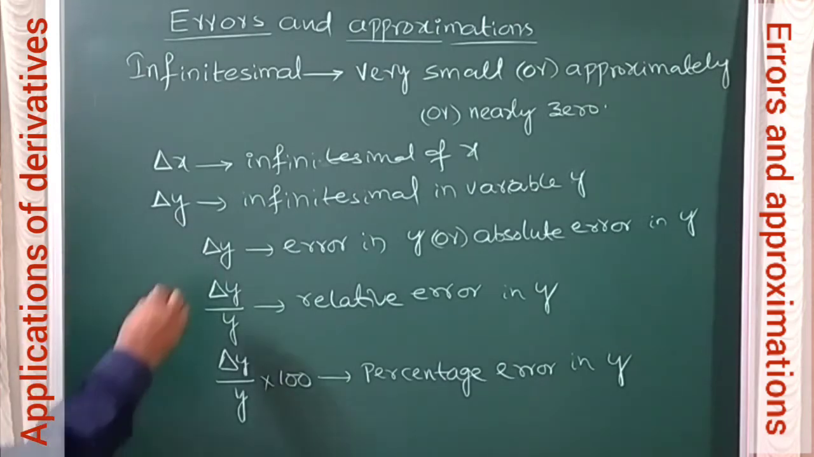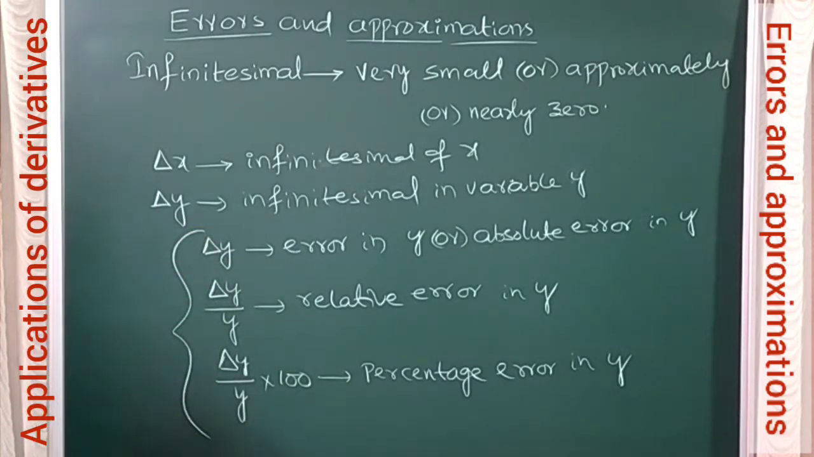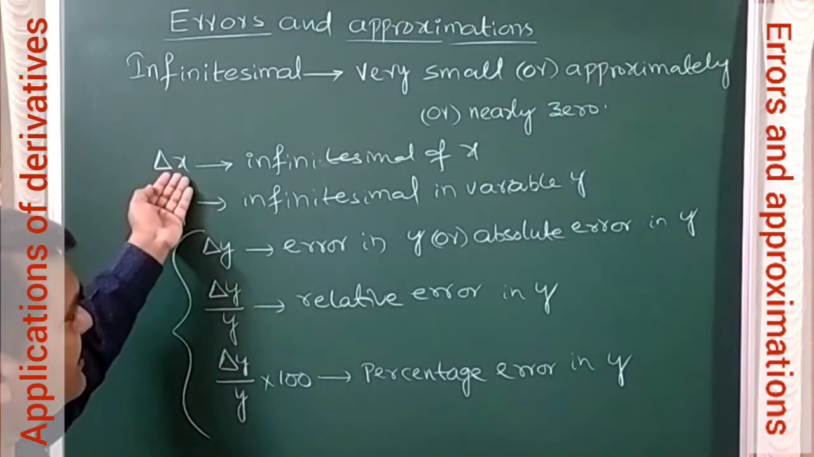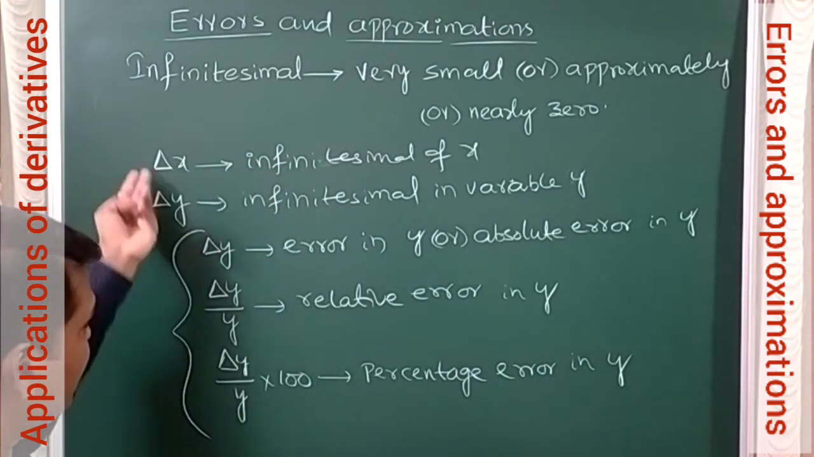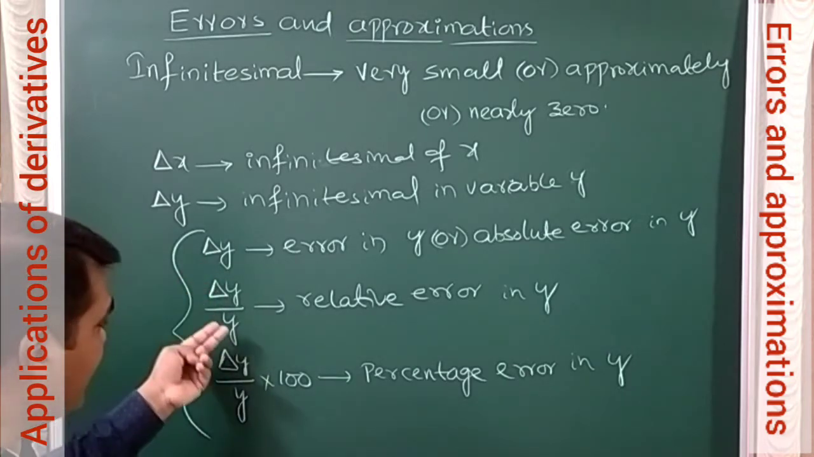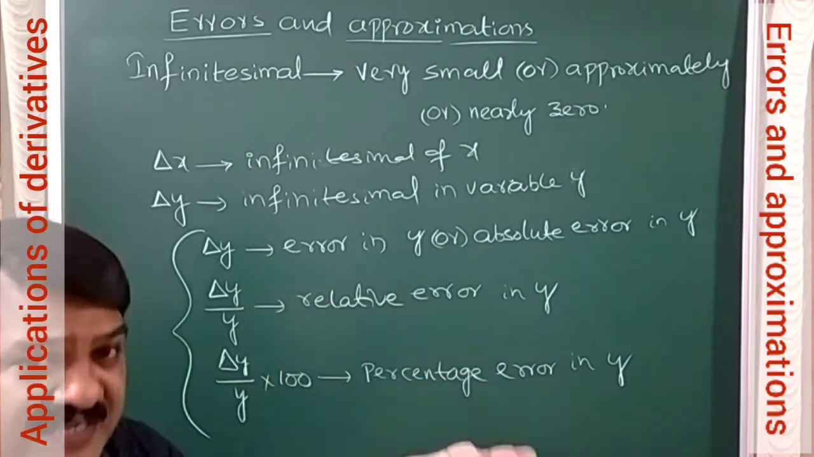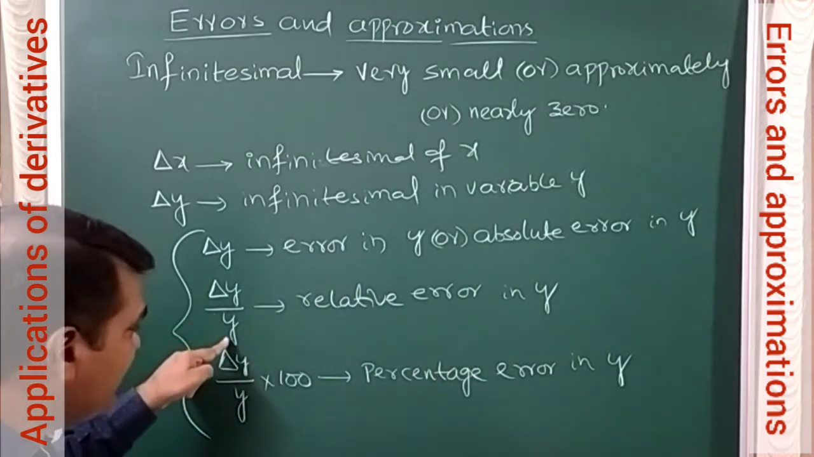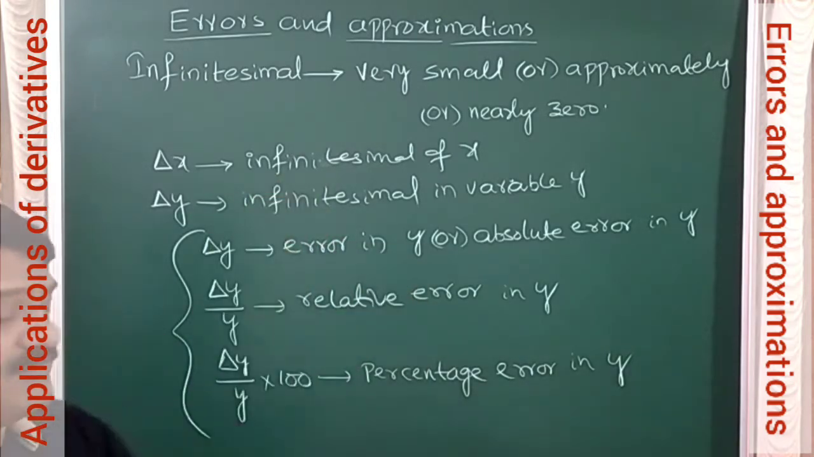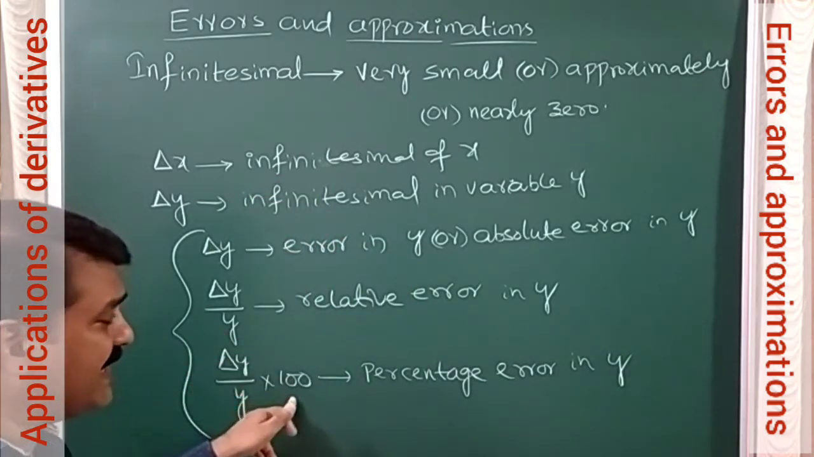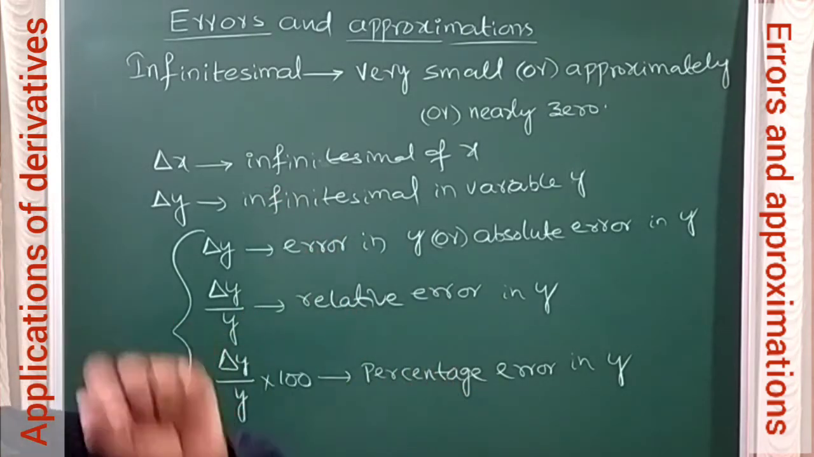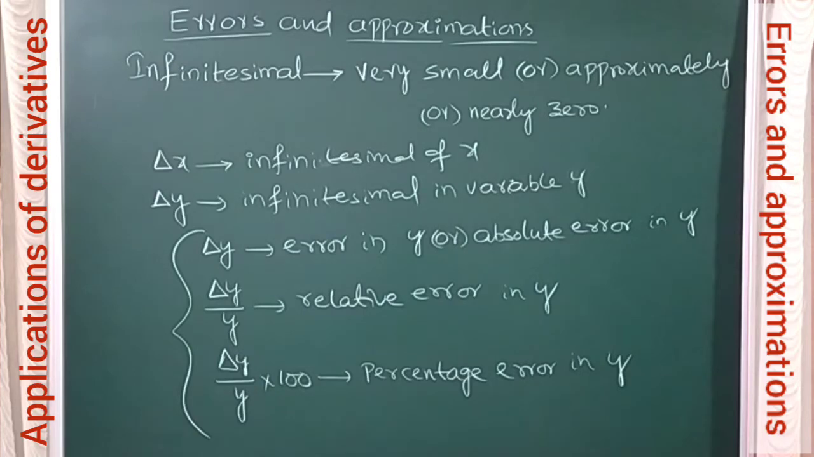The same terminology we can write in terms of x also. Delta x means error in x. Delta x by x means relative error in x. Delta x by x into 100 means percentage error in x. These are the general terms which we have to use. We will discuss some more terms which we have to use in the discussion of this topic.